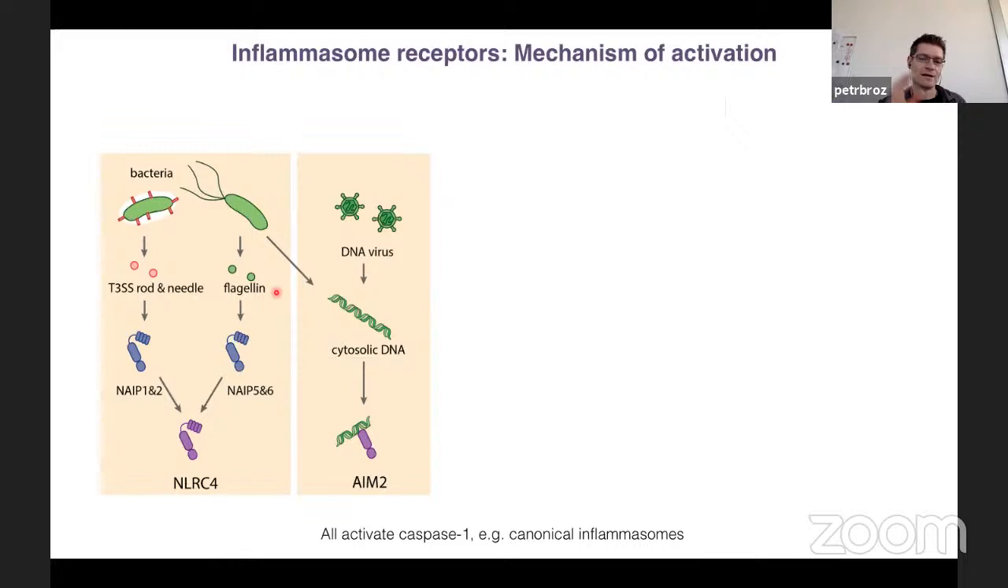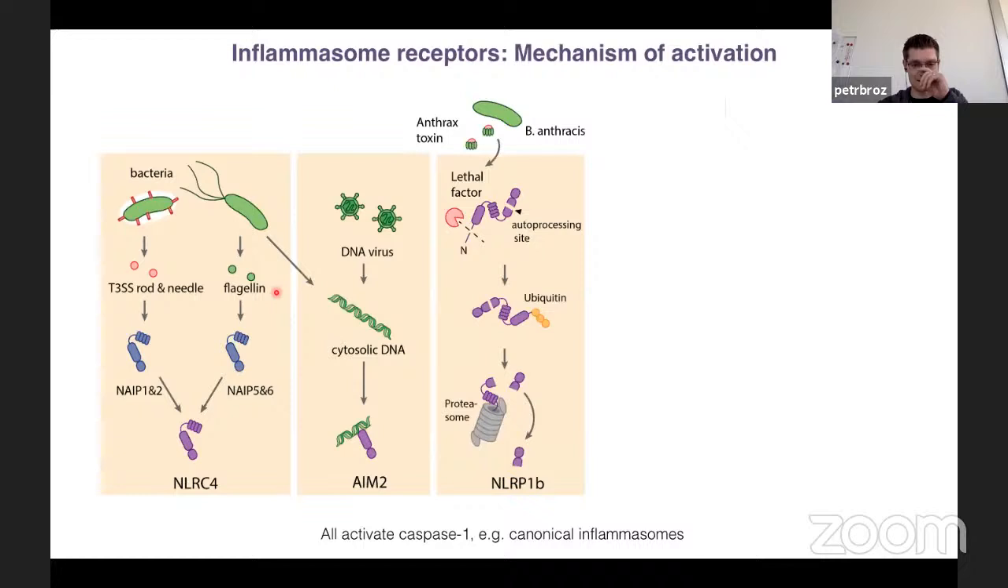Now, other inflammasomes employ a little bit different ways of detecting a pathogen, which are more indirect. So for example, NLRP1, which is currently studied by many groups, and has gained a lot of traction in the last 2 years, is a very unique protein. This is one way of activating this protein. Here, it's for example activated by anthrax lethal toxin or lethal factor. This protein autocleaves itself. It has this autoprocessing site. So it cleaves itself, but the two parts of the protein stay together.